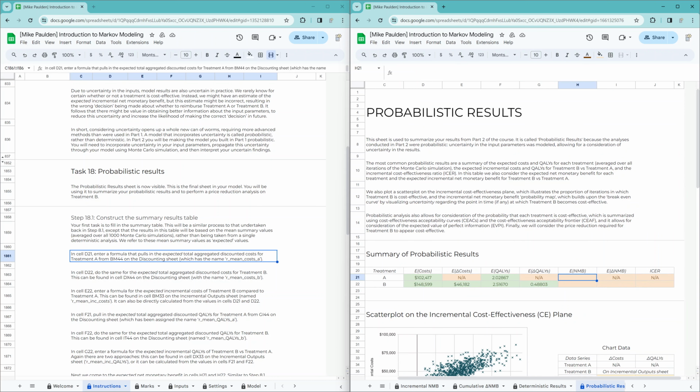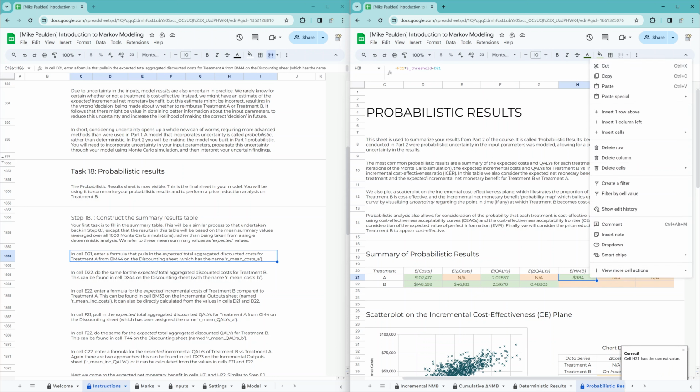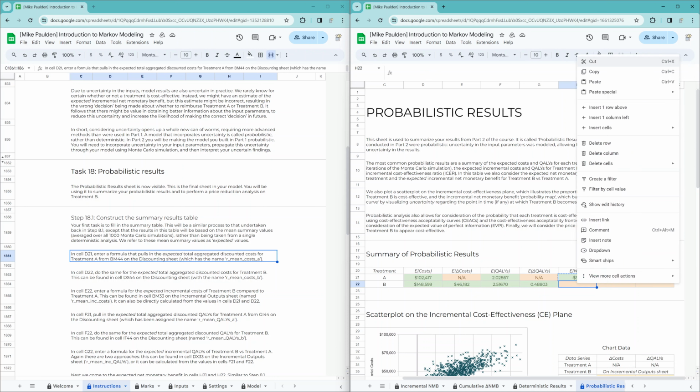Okay, now the expected net monetary benefit, and recall that this is something that is distinct from incremental net monetary benefit. We actually don't have a sheet where this has been calculated because it's very, very easy to just calculate within this table. So that just equals the QALYs for the treatment in question, I should say the expected QALYs in this case, multiplied by the threshold, the cost effectiveness threshold, and then you need to subtract the expected costs. So this one here. Okay, and then we can just take that, copy it, and paste it in here.